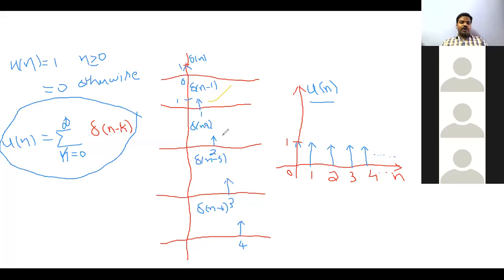If you substitute k is equal to 2, you will get an impulse signal delayed by 2 units. If you substitute 3, you will get an impulse signal delayed by 3 units. If you substitute 4, you will get a signal delayed by 4 units. Likewise, you are going to get the unit step signal from an impulse signal. That is why I am explaining this on a whiteboard.